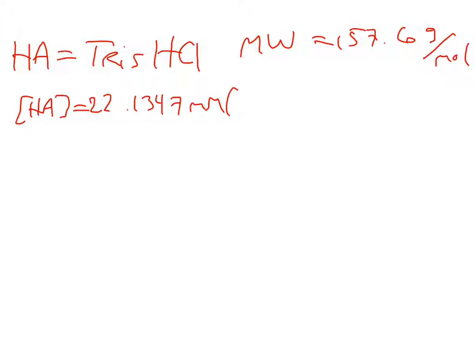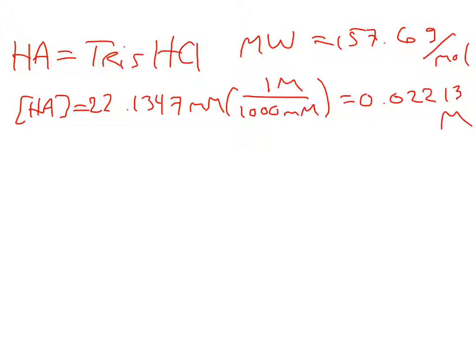So let's start converting that. Let's get that into moles. We want to get rid of our millimolar. Put it into molar so we can use our mole unit up here. So 22.1347 divided by 1,000 is 0.02213 molar. Okay, and I'm going to take that, and I remember molar units are moles per liter.